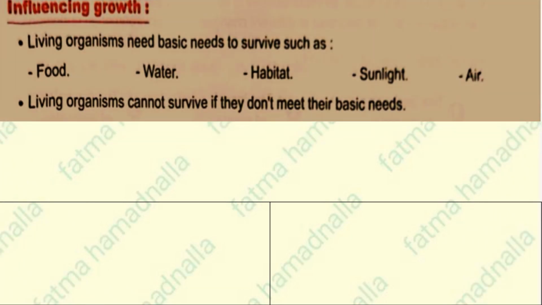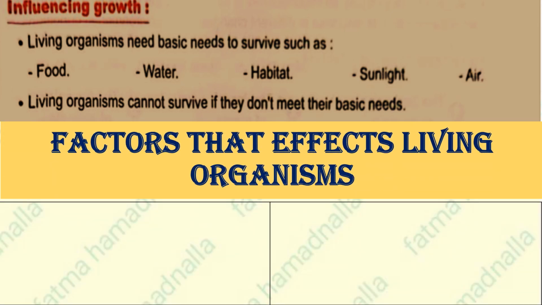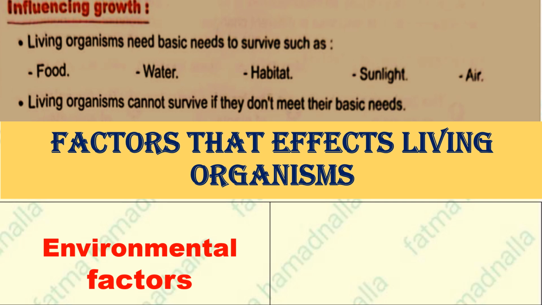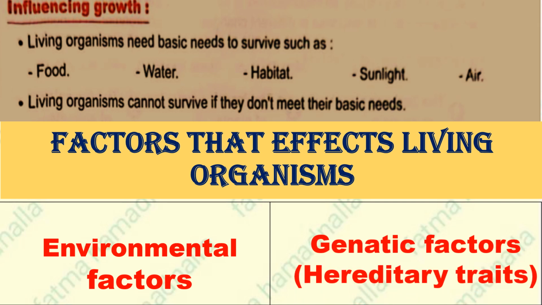Living organisms need basic needs to survive, such as food, water, habitat, sunlight, and air. Living organisms cannot survive if they don't meet their basic needs. Okay? So, there are 2 factors that affect living organisms: environmental factors, and genetic factors, or hereditary traits. We will just take examples of them now and study them in the next video. Okay?